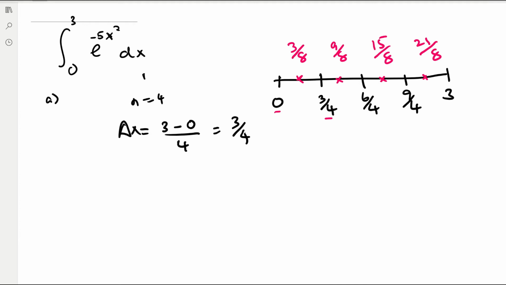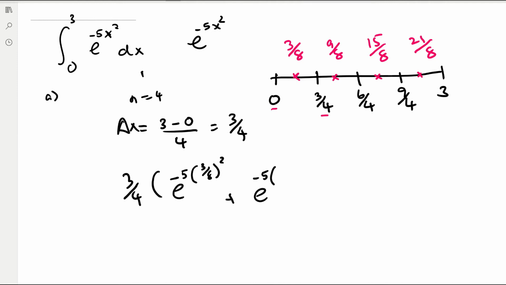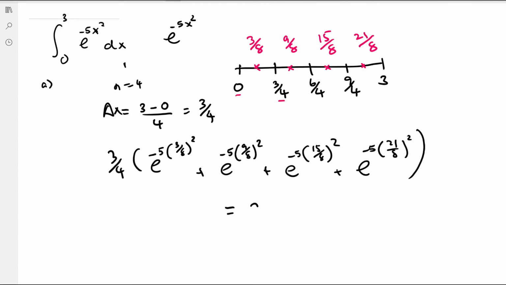So then let me use the midpoint formula. The midpoint formula is just delta x times the function evaluated at the midpoints. So delta x is 3 over 4, times the function, which is e to the negative 5x squared. So it's e to the negative 5 times 3 over 8 squared plus e to the negative 5 times 9 over 8 squared plus e to the negative 5 times 15 over 8 squared plus e to the negative 5 times 21 over 8 squared. We don't multiply by any coefficients in the midpoint rule. If I plug this into my calculator, I got 0.373. All right, so that's the first part.